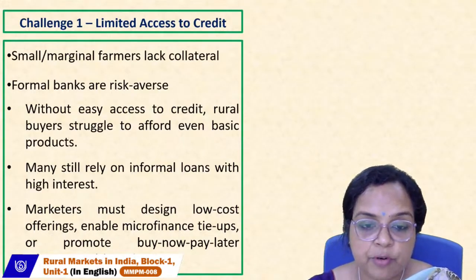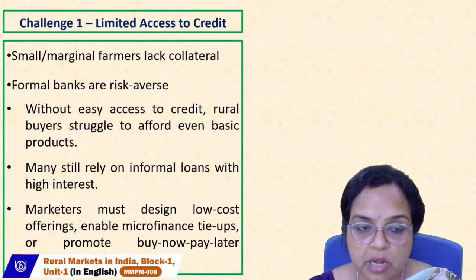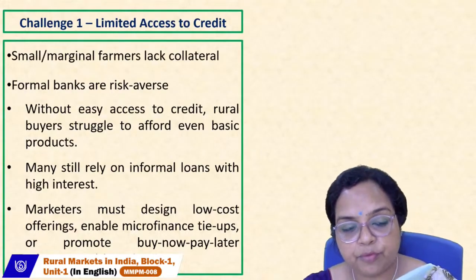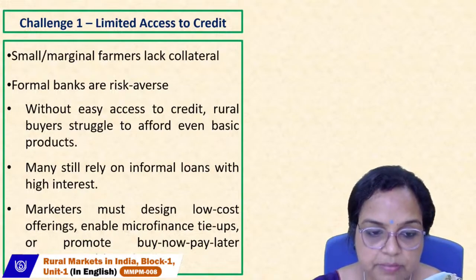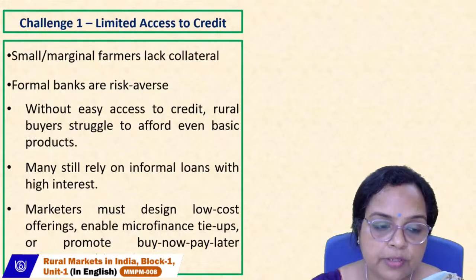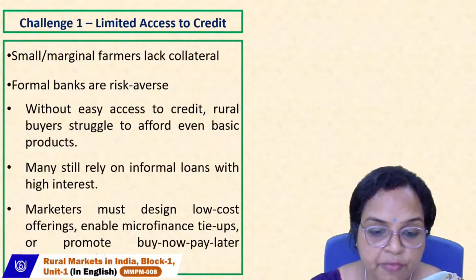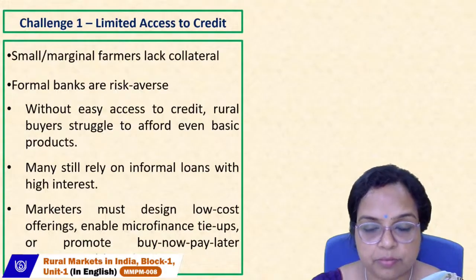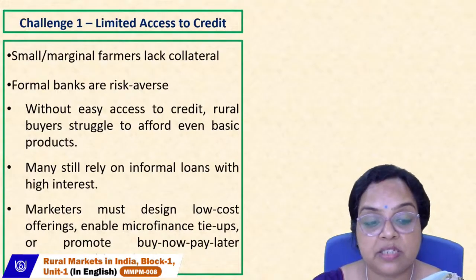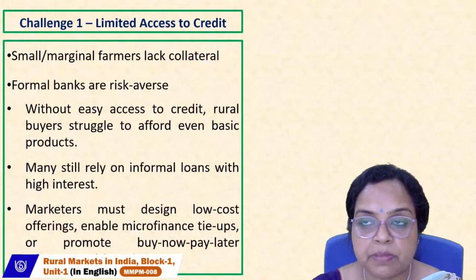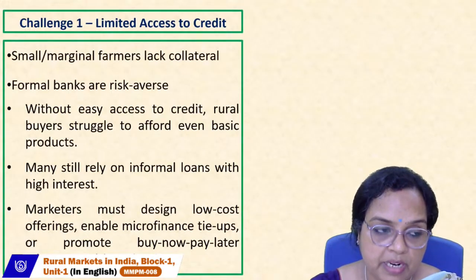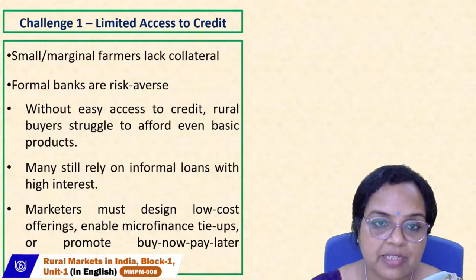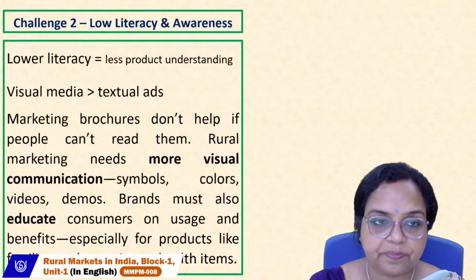Many still rely on informal loans with high interest, be it a sahukar or a self help group loan. Marketers must design keeping this in mind, because they don't have easy access to any credit or lending system. Marketers must design low cost offerings, enable microfinance tie ups for their product selling volumes, or promote buy now, pay later schemes to drive adoption. These are simple strategies a marketer can adopt to sell their product in the rural belt, because the first challenge is that they have limited access to credit.